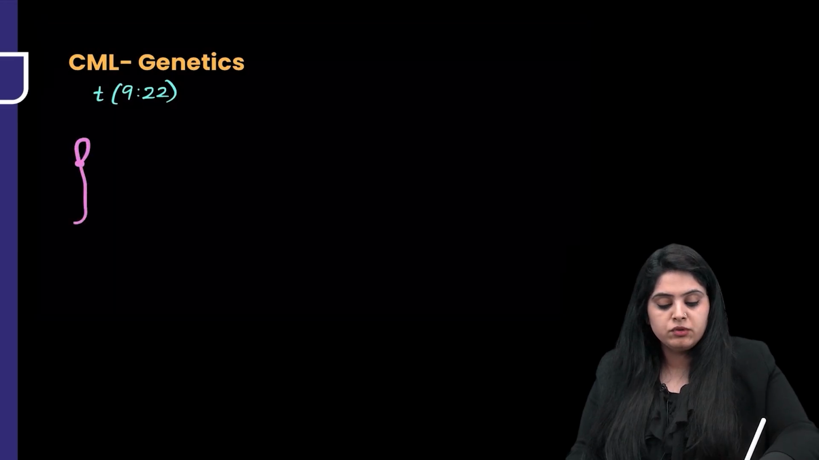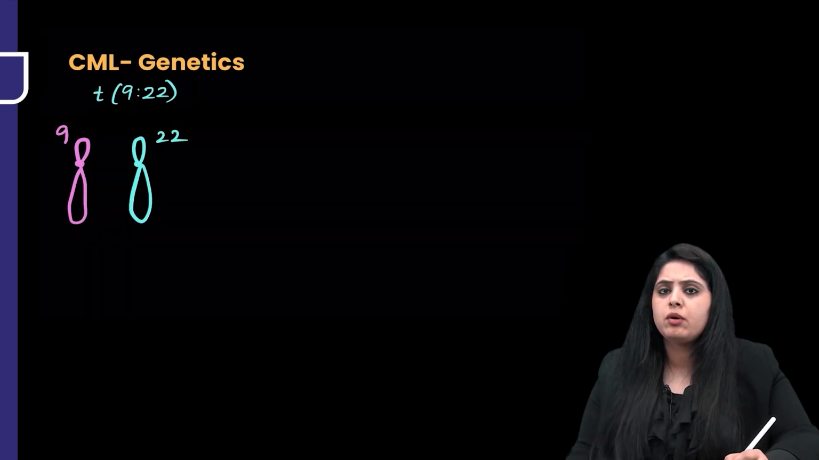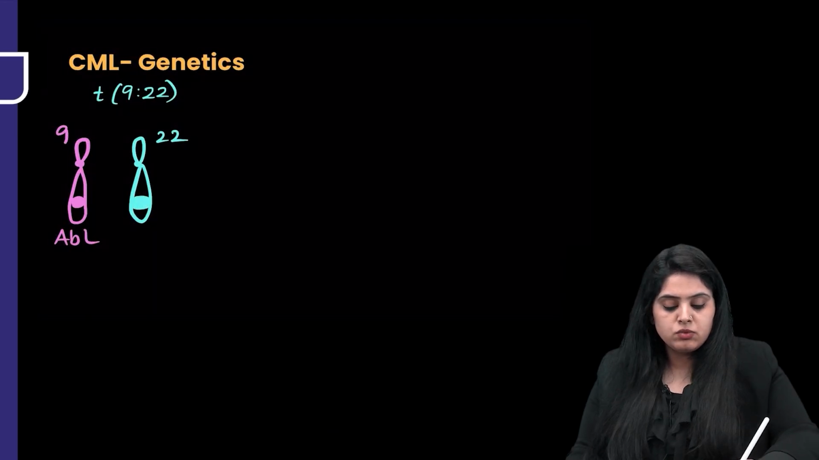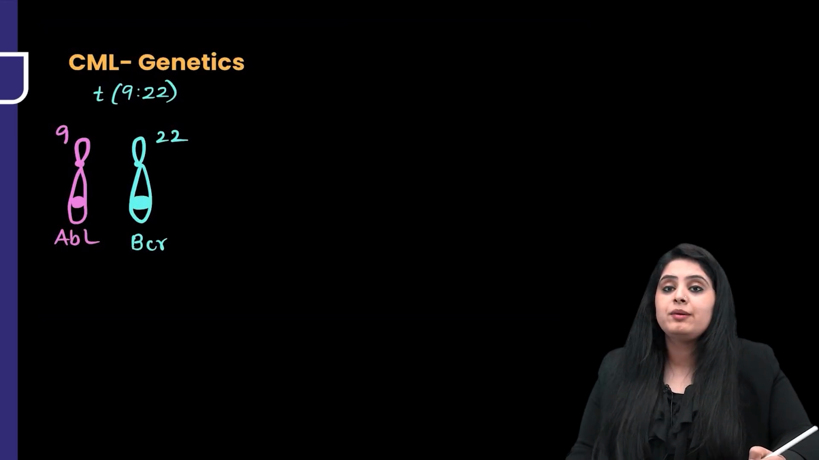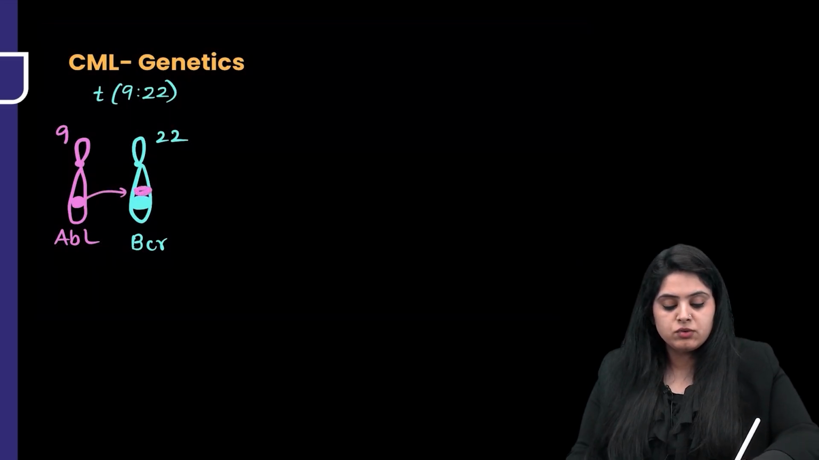Here you have chromosome 9 in front of you, and here we have chromosome number 22. Let's draw the normal. What does normal chromosome 9 have? Normal chromosome 9 has ABL, and normal chromosome 22 has BCR. But now I'm saying there's a translocation, which means this ABL has gone and sat over here. So here you have the ABL and here you have the BCR.